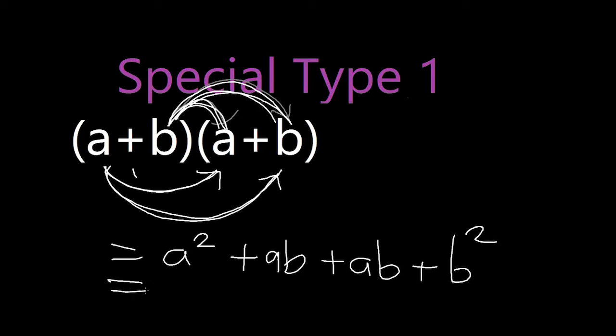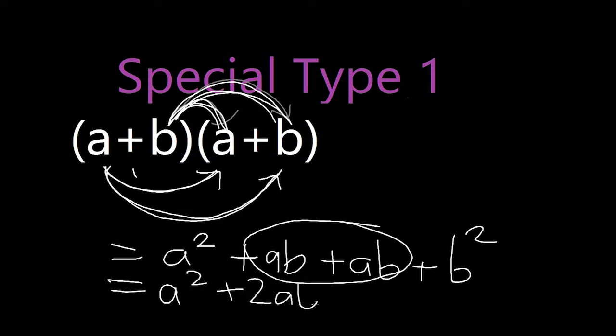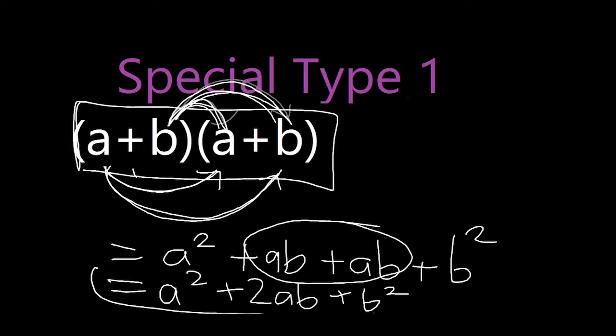Now hopefully you should be able to see that these two in the middle here are like terms. So now we have two lots of AB. So what we can do is write that as two lots of AB plus the extra B squared on the end. So we've taken all our like terms, put them together, and the expansion of this special type number 1 is this down here. Now I want you to notice here that there is a plus out in front there.